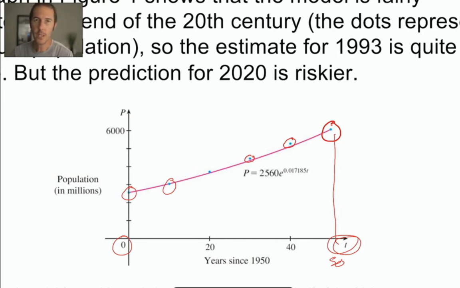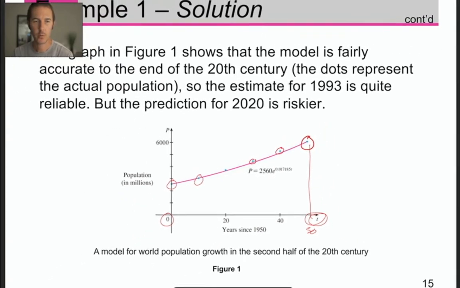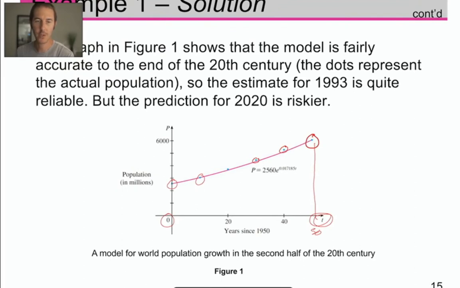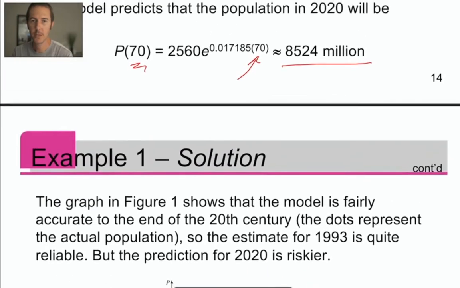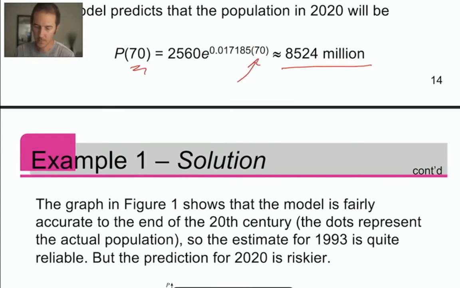The farther you take the curve into the future, the greater the chance is that it's going to deviate from what the actual numbers end up being. So I don't know what the actual population of the world is today, or even the approximation of the population today, but you should jump on the internet and see what the current population is and compare it to the population that was predicted here for the year 2020.